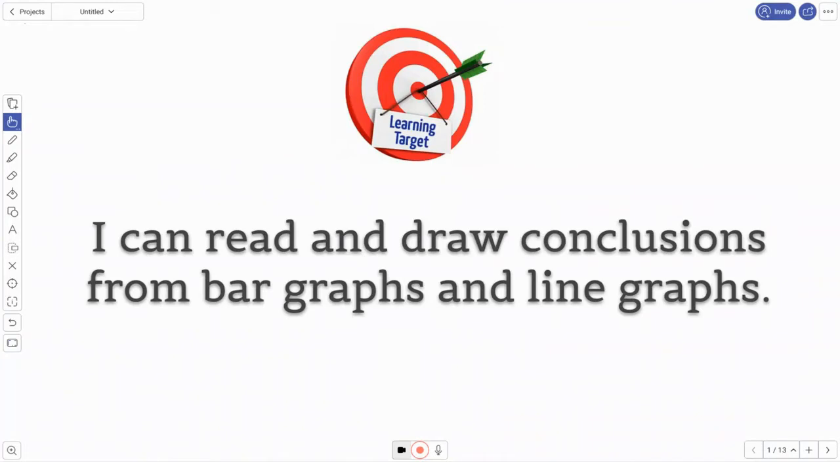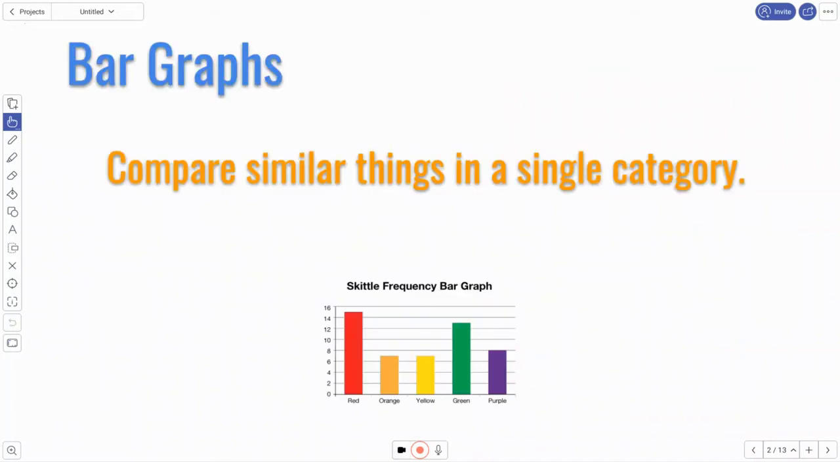So in this video, we're going to learn that we can read and draw conclusions from bar graphs, and then you'll watch a different video for line graphs. Okay, these are 2 very, very common graphs. A bar graph looks like what is down below here. You can see it down here. And this is where you compare similar things in a single category. So you're going to be comparing things that are pretty close. They have something in common, but they also have something different, kind of similar in a single category.